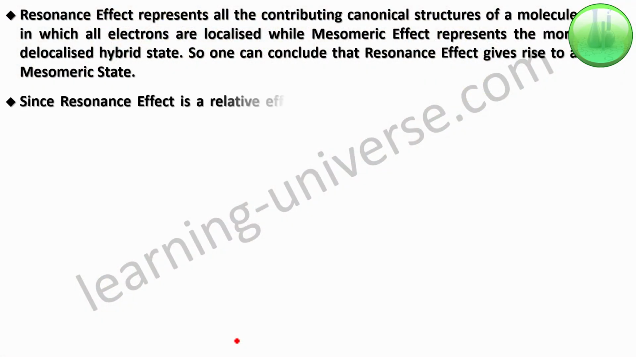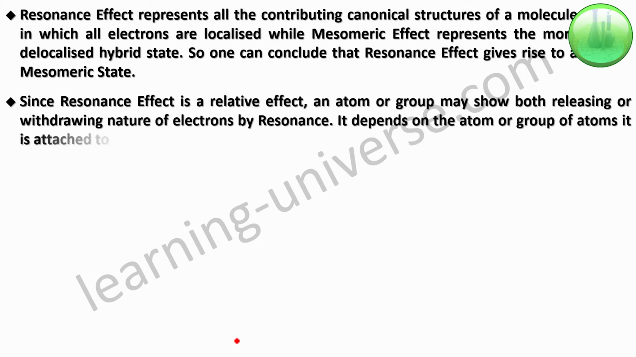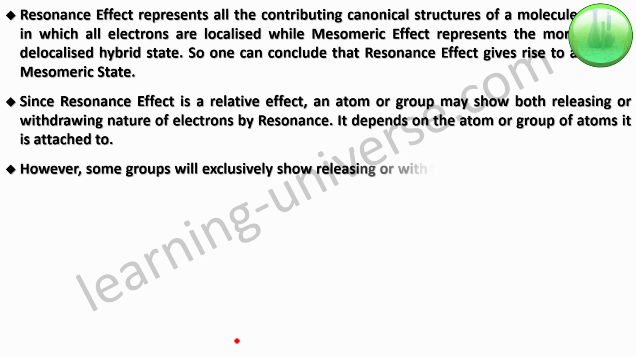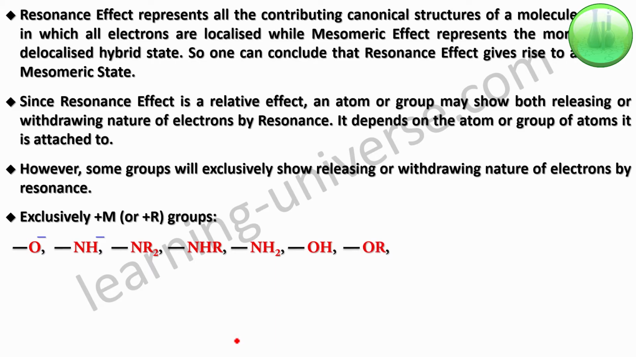Since resonance effect is a relative effect, an atom or group may show both releasing or withdrawing nature of electrons by resonance. It depends on the atom or group of atoms it is attached to. I'll show you that. However, some groups will exclusively show releasing or withdrawing nature of electrons by resonance. And the ones which show plus M, that is, release electrons, are these.